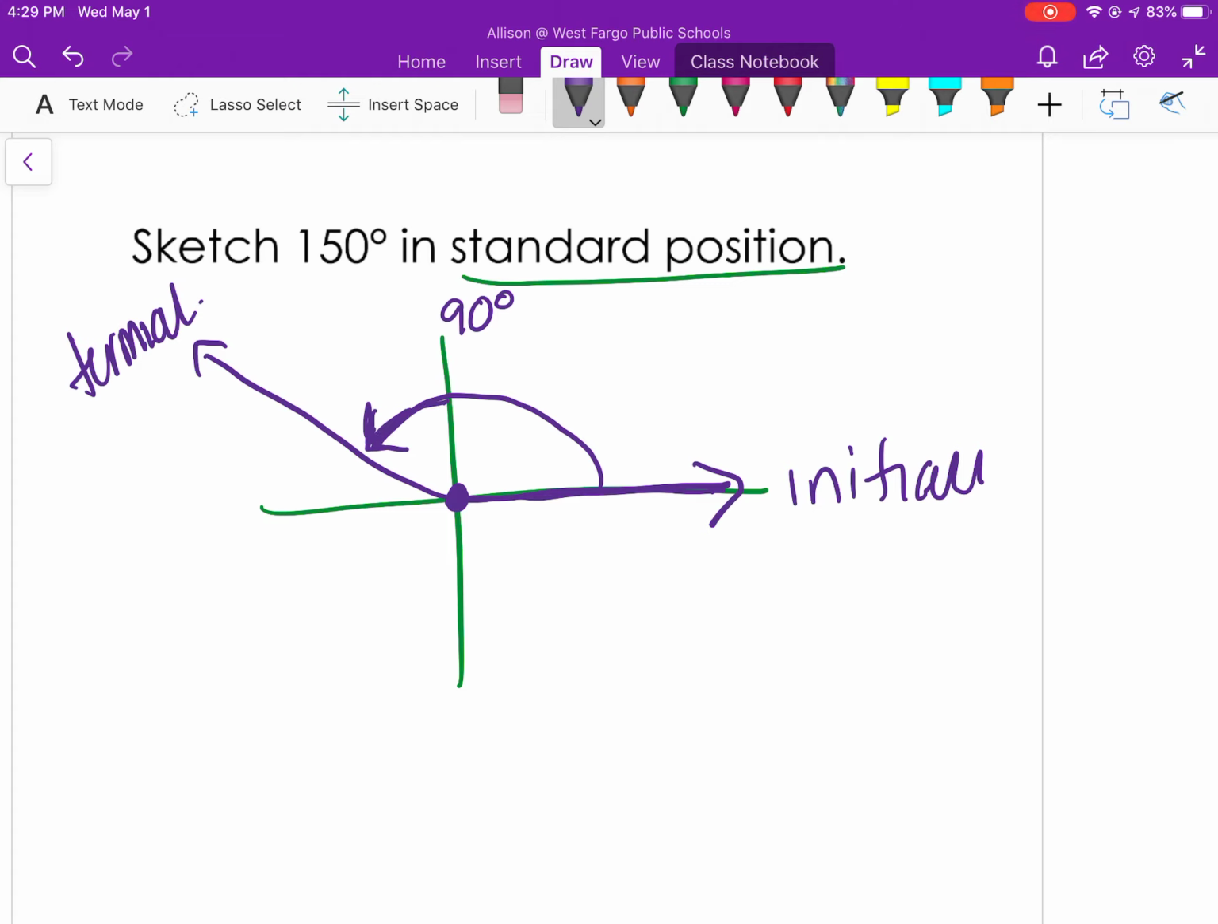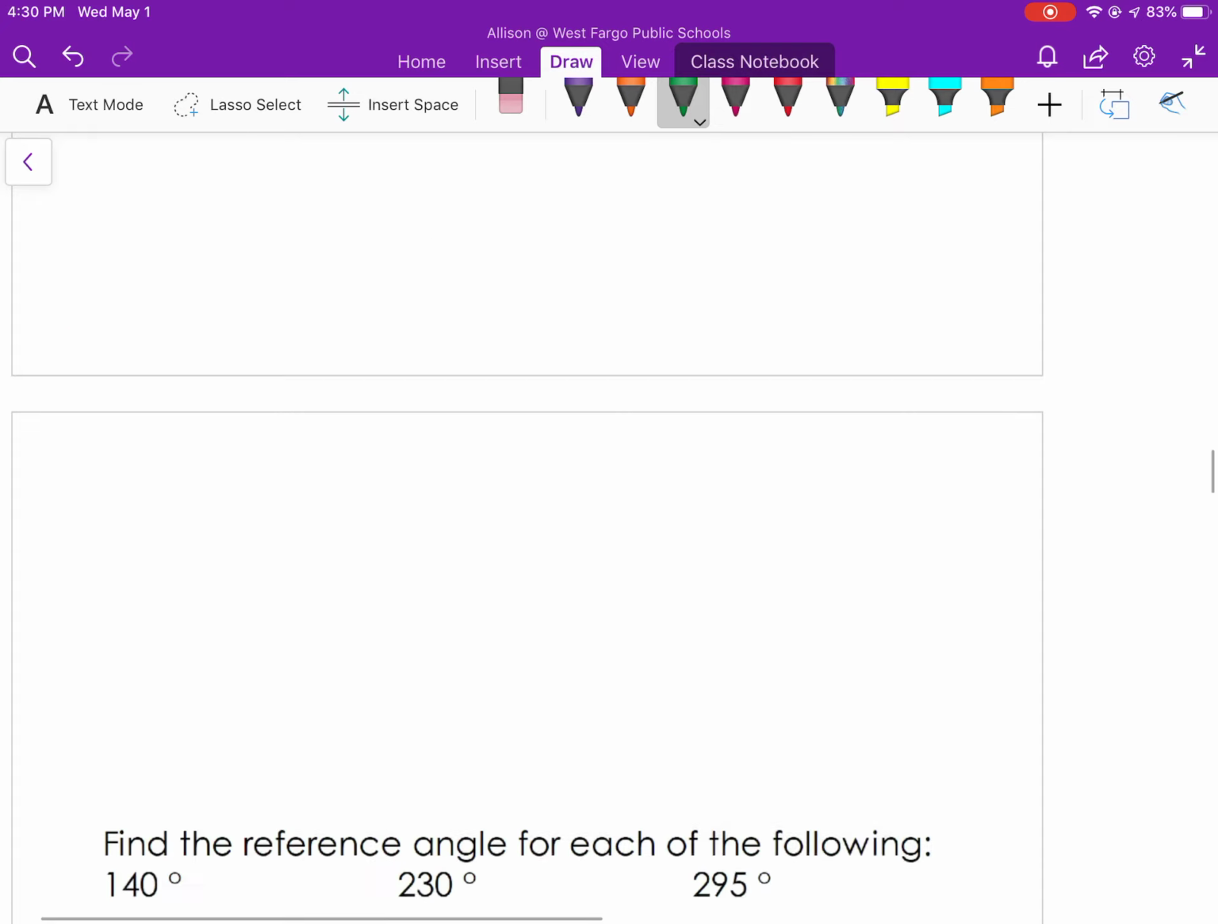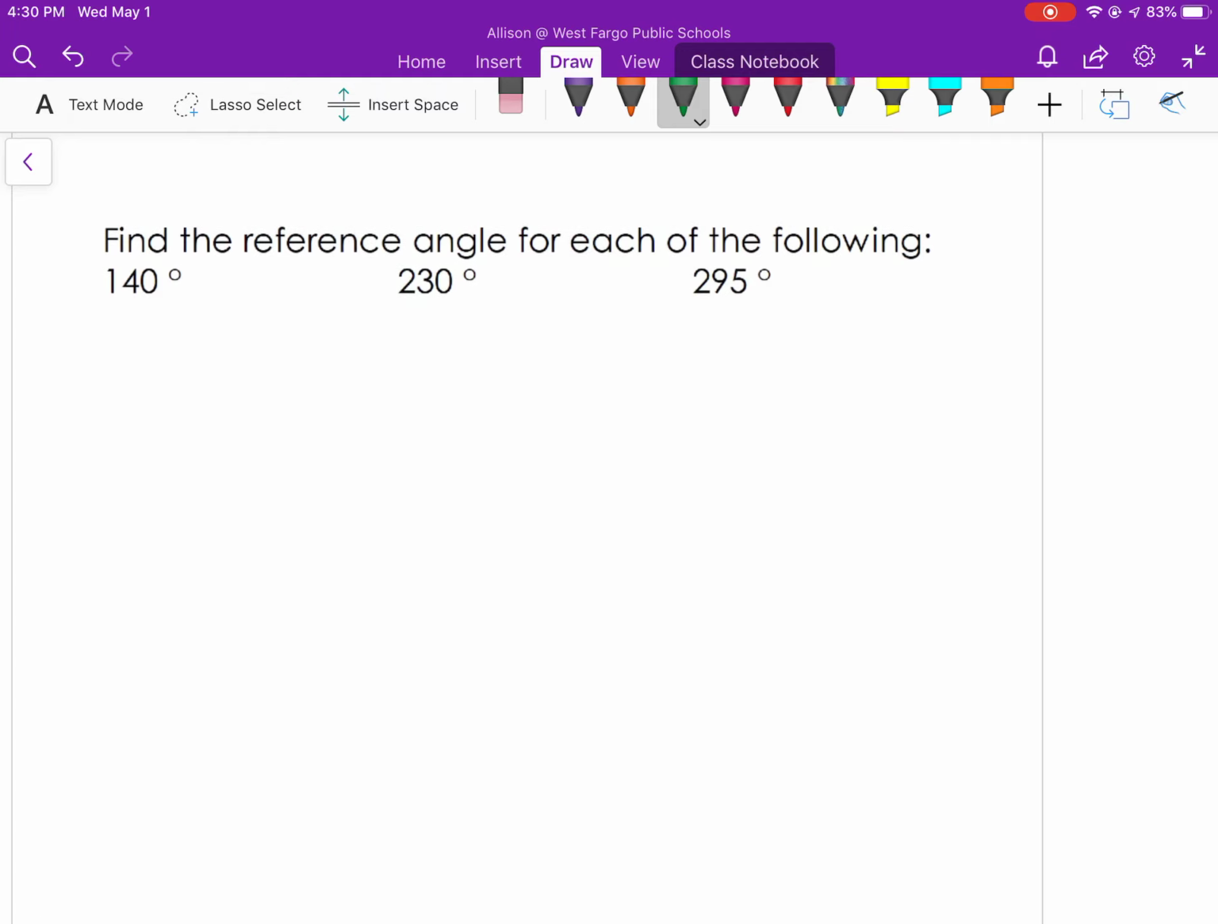So if I wanted to do -240, for example, I would say this is my initial side, my vertex, I'm going this way, and here's my terminal side. So those are how to sketch angles in standard position. So positive, you go counterclockwise. Negative, you go clockwise.